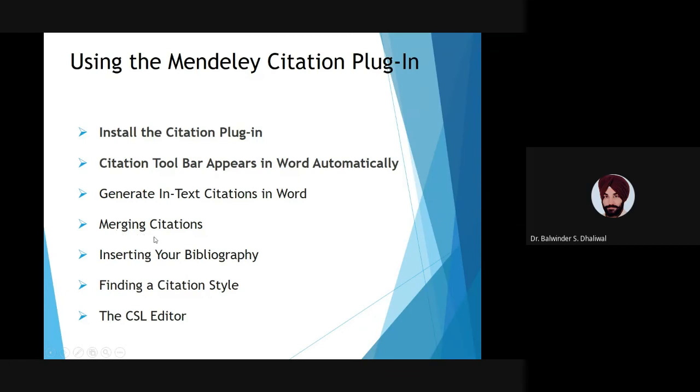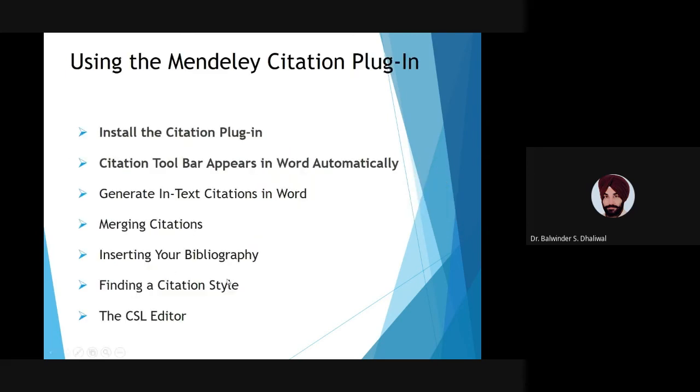Then we can have merged citations. Even at a single point, we can have two or more than two citations. Then in the end, we can insert the bibliography reference list. We can find a citation style from the preloaded citation styles, and we can generate our reference list in that style. Or using this CSL editor, we can even create our own style. So we can create our own reference style and format. We can format the reference list as per our desired style.